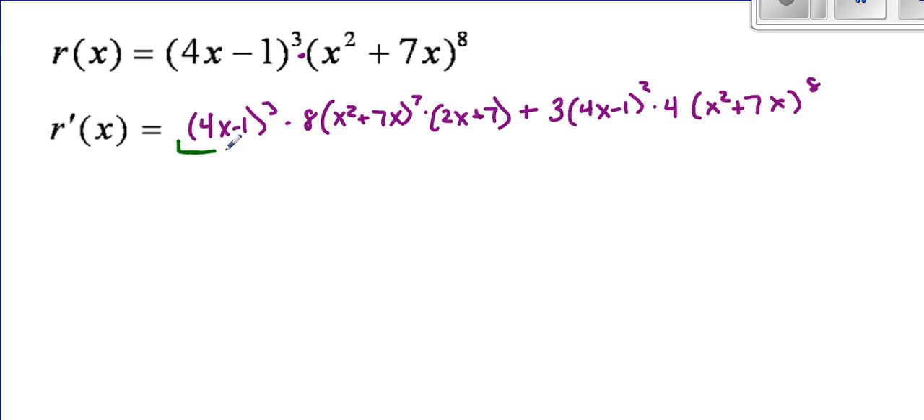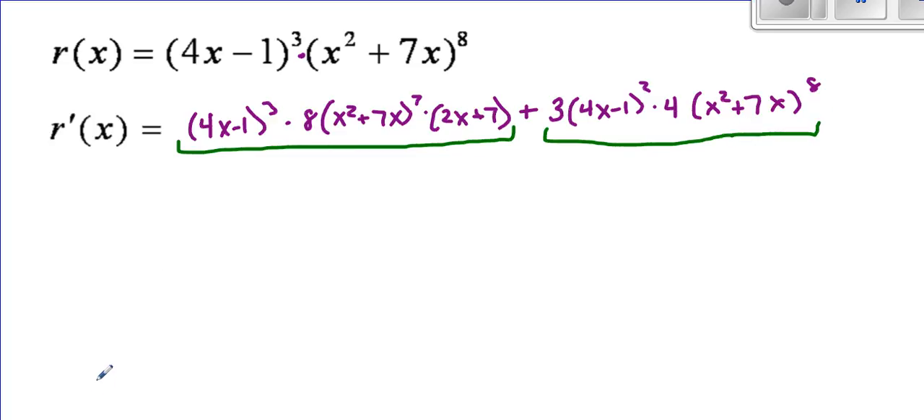If we take a look at this, again, we have just two terms. So we're going to look at what do they have in common. So as I look at this, let's see, I've got a 4x minus 1 to the 3rd here and a 4x minus 1 squared there, which means I can take out 2 of those because they both have at least to the power of 2. So you have an 8 here and a 3 and a 4 here. So clearly I can take a 4 out of both of them. Then my x squared plus 7x, I have 7 here and 8 here, so I can factor out 7 of them. And I think that's it.